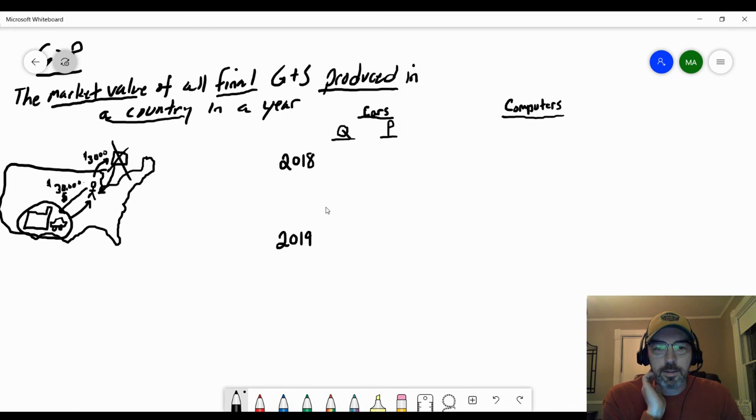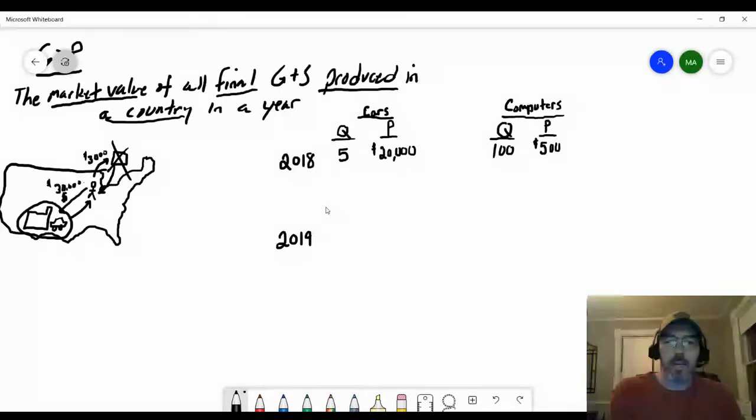So let's say in the year 2018, the United States produced a whopping total of 5 cars. That's all we produced, 5 cars. And let's say that these cars sold at a price of $20,000. And then for computers, let's say the country produced a grand total of 100 computers, and that the computers sold for a price of $500.